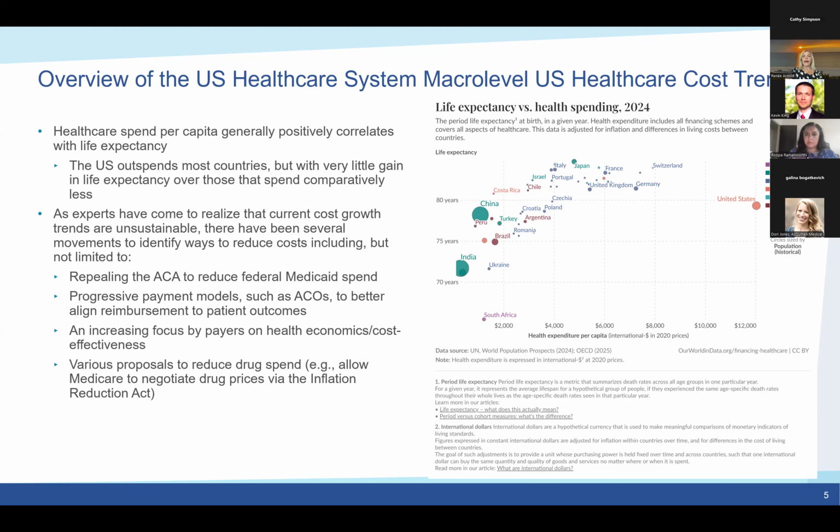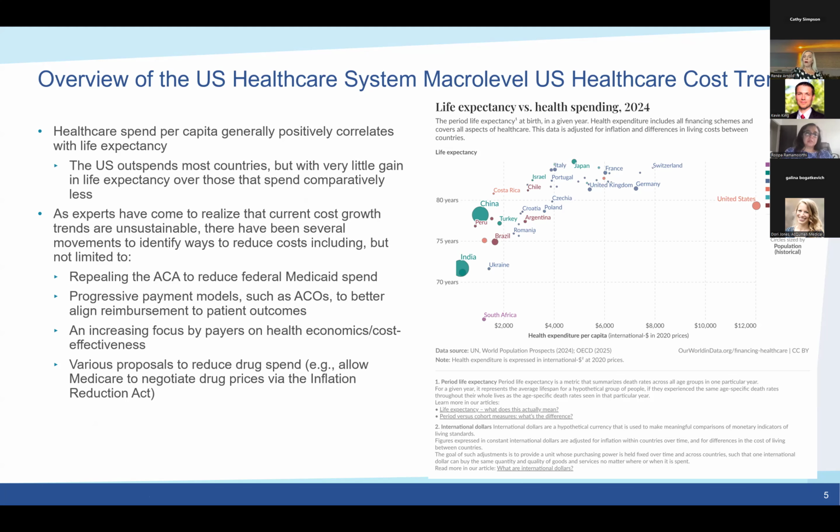It demonstrates that we really have a long way to go in the United States in terms of our spend and improvement of life expectancy. We've realized for many years, and people have been talking about this for a long time, that we spend so much and really don't get a huge return on our investment that we have to rein in spending somehow. It's been discussed even most recently during this administration about repealing the ACA, the Affordable Care Act, to reduce federal Medicaid spending, but then you increase the spend somewhere else.